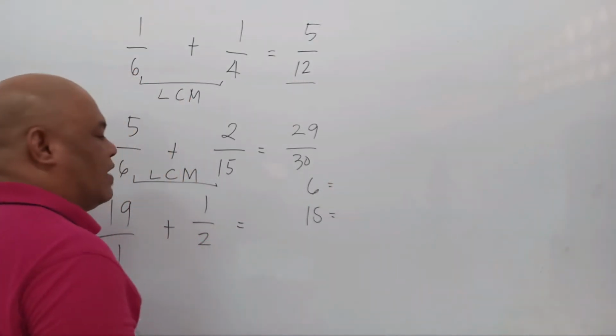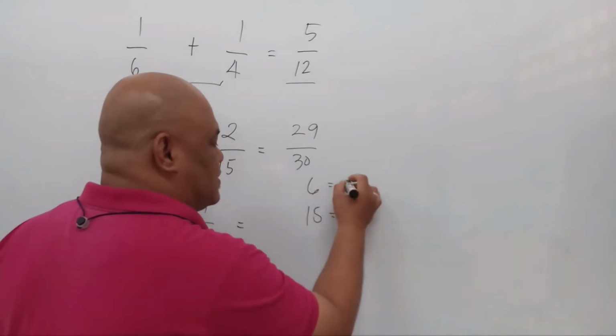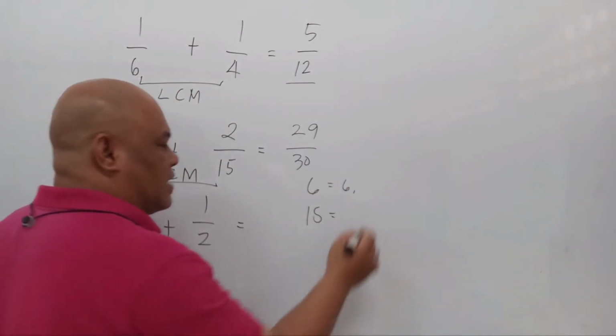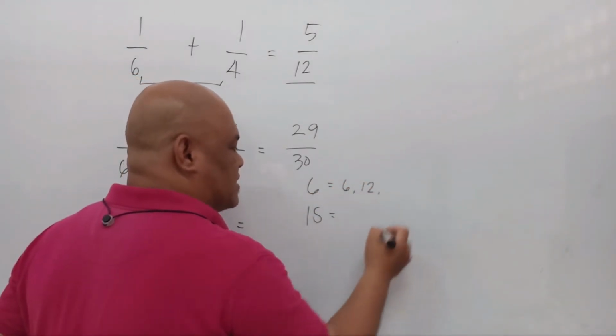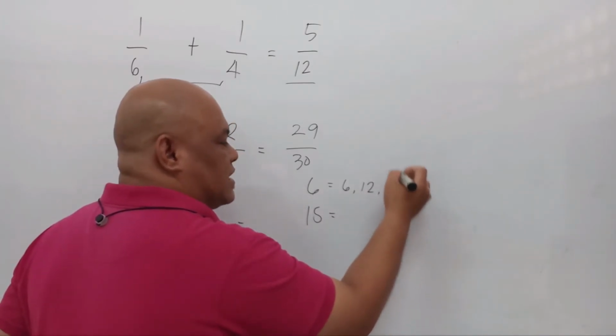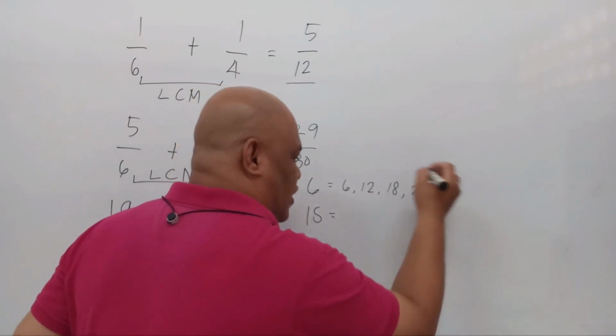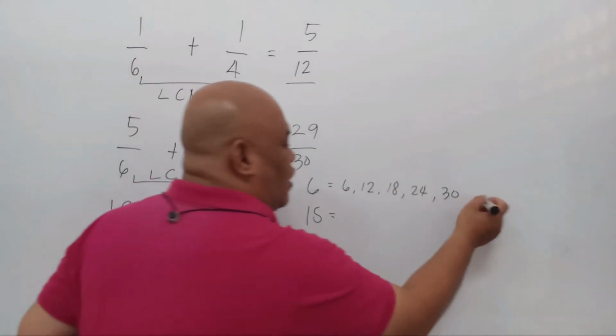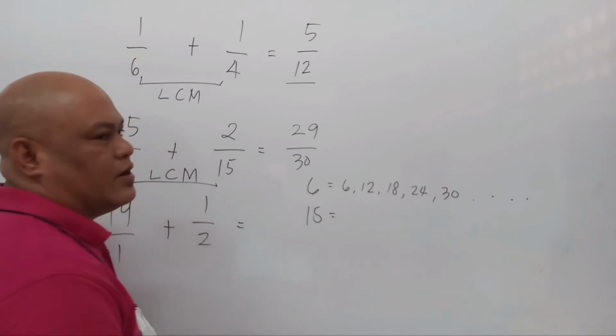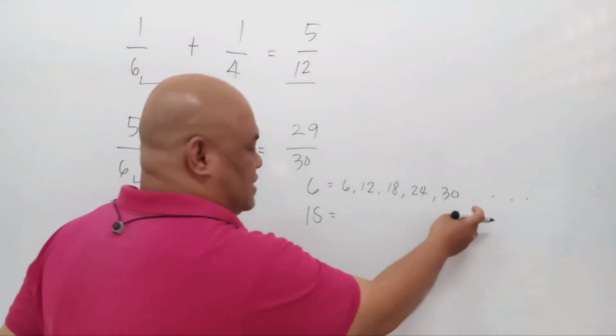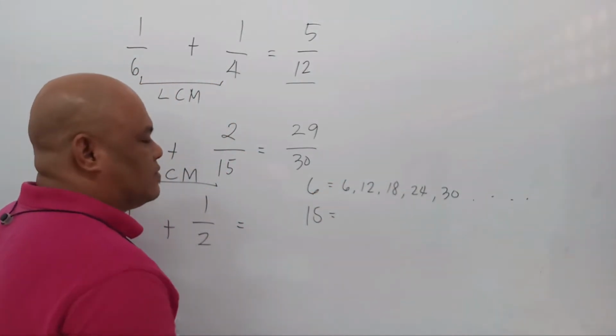So now, 6 times 1 is 6. 6 times 2 is 12. 6 times 3 is 18. 6 times 4 is 24. 6 times 5 is 30. So on and so forth. 36, 42, a lot more.